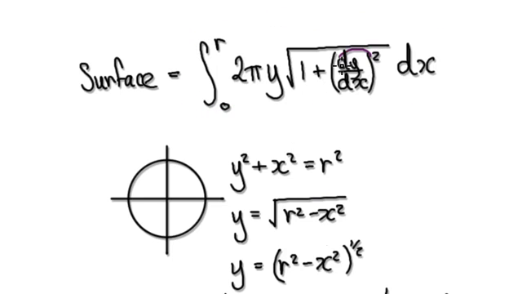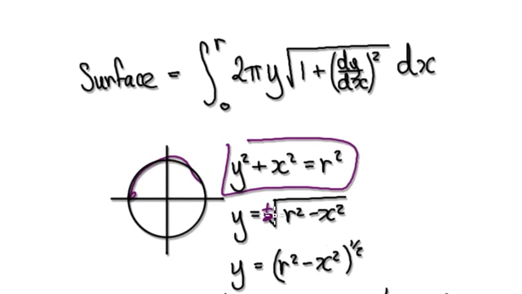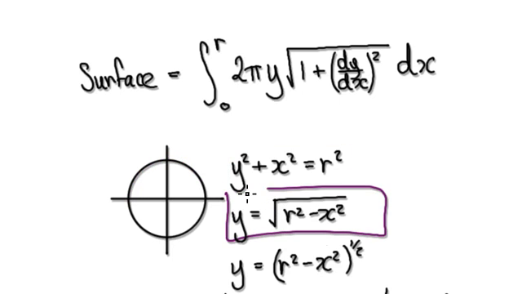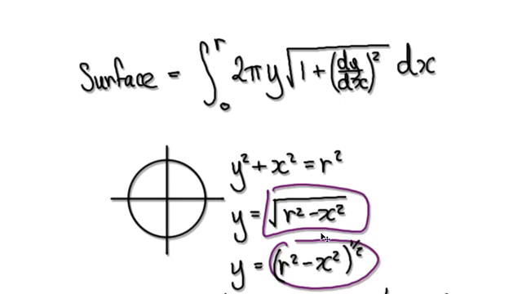Now, looking at the formula here, we would need to know dy by dx, and then later on we need to square it. So from our equation of a circle, let's rearrange it, and you would get this. Let's just concentrate on the positive version and ignore the negative. So y equals this thing. Let's reimagine this as this.